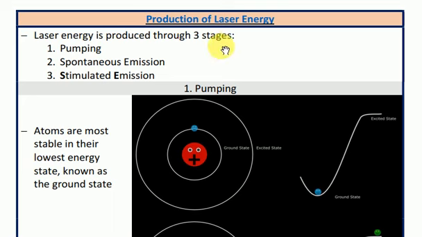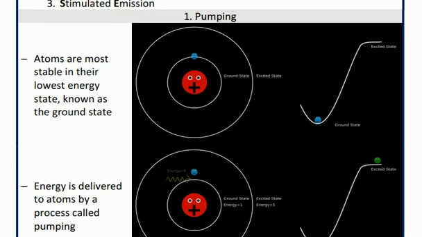Now the production of laser energy. Laser energy is produced by three stages: pumping, spontaneous emission, and stimulated emission. So first is pumping, the first stage.